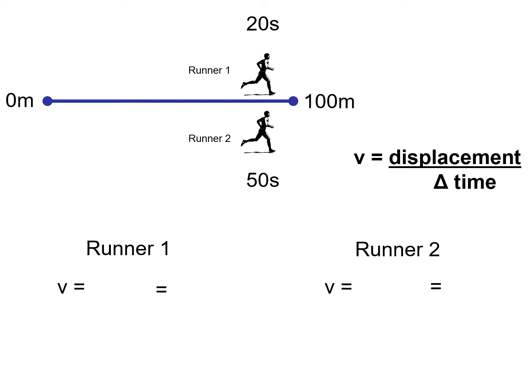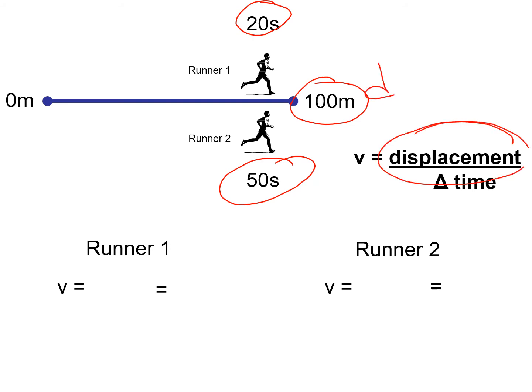So let's do a few other examples here. Let's look at runner 1 and runner 2. Runner 1 took 20 seconds to travel 100 meters. Runner 2 was slower. It took them 50 seconds to travel 100 meters. And we know that velocity is displacement over time. So how do we calculate runner 1's velocity? Well, we know time and displacement, not distance, displacement. Very important, the difference between distance and displacement.